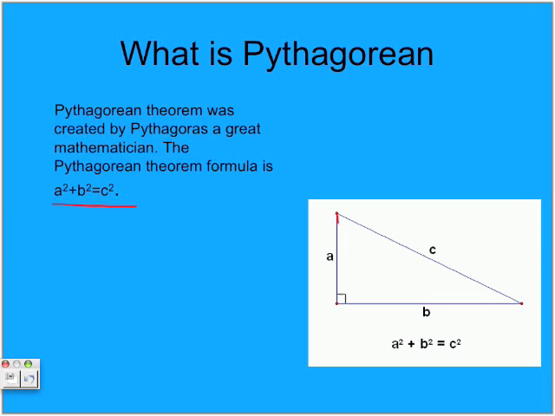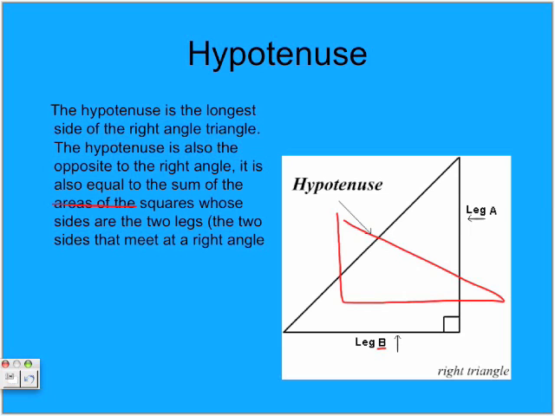So for the triangle, the equation would always be a squared plus b squared because you're finding the hypotenuse. The hypotenuse is the longest side of the triangle, and it's always opposite from the right angle, as you can see from leg A and leg B. So it's always the longest, and it's always opposite from the right angle.